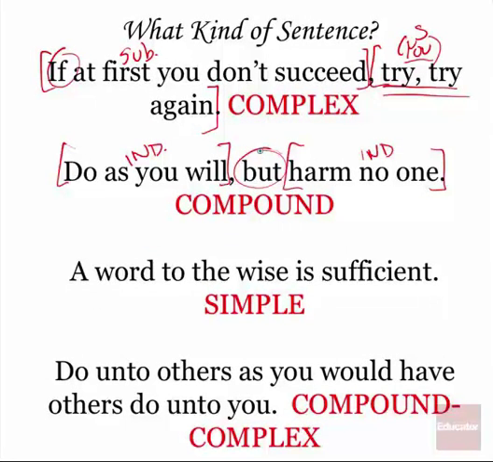A word to the wise is sufficient. A word to the wise is our subject. Is our verb. Single subject, single predicate is sufficient. It's a simple sentence, an independent clause.